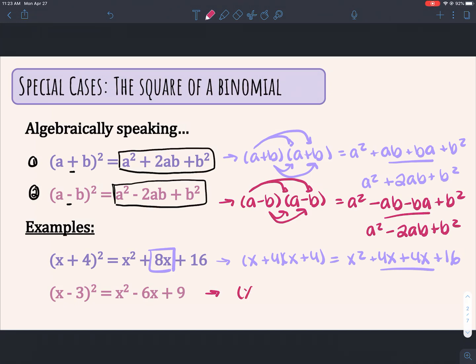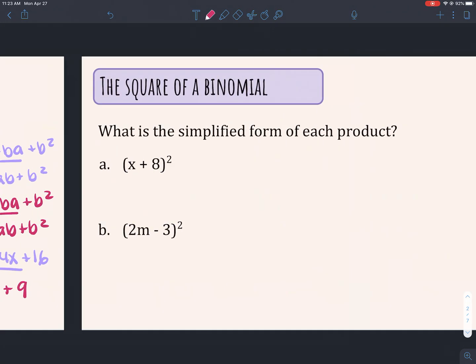Same thing on the bottom, x minus 3 times x minus 3. I get x squared minus 3x minus 3x plus 9. Negative 3x minus 3x gives us our negative 6x. So it does work. But what's great about knowing the algebraic pieces is that it can save you time. So instead of FOILing every time and then combining like terms, if you know that a squared plus 2ab plus b squared is equal to 1, and then a squared minus 2ab plus b squared is equal to 2, it saves you a little bit of time.